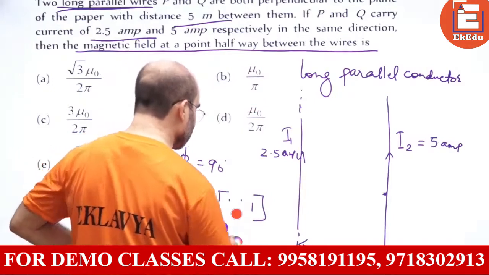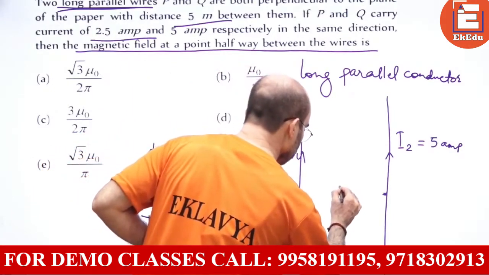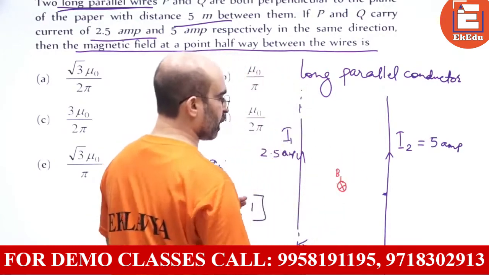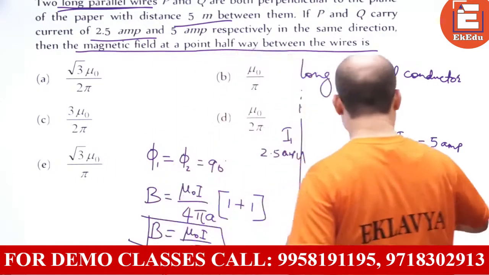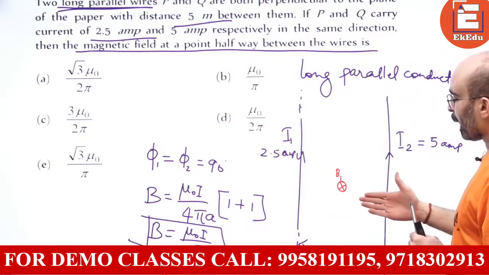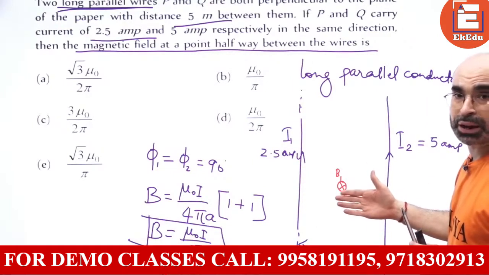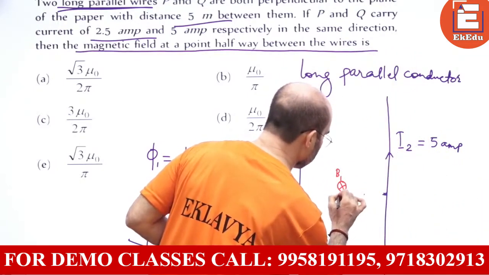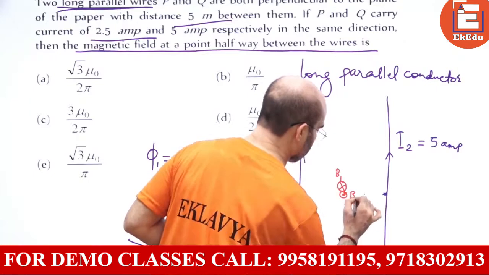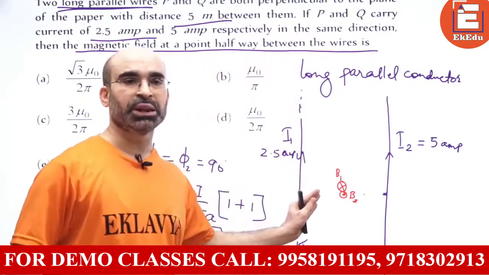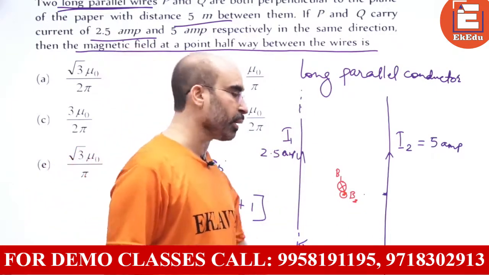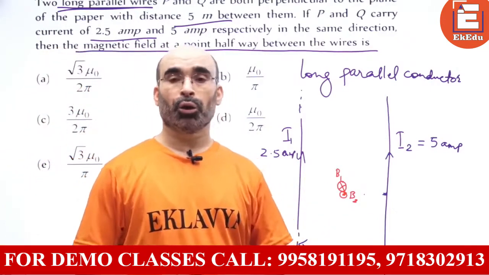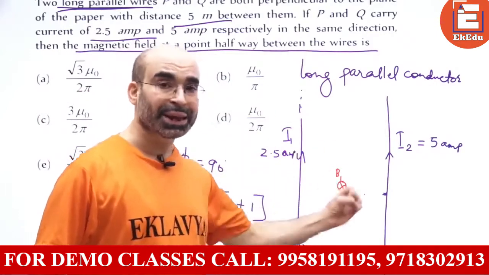So this will be into the page. This is B1. All right. Now due to this current, flowing in this direction, at this point we have to find the magnetic field, so it will be out of the page. So B2 would be out of the page, okay? This is what we need to understand, because direction is very important here, so we have to take that into account.